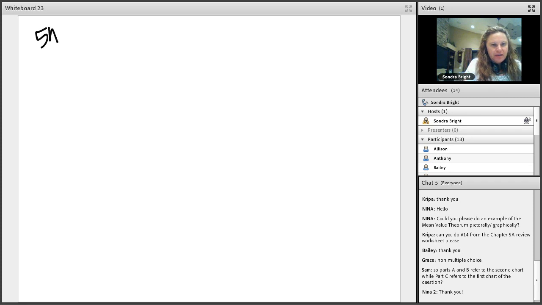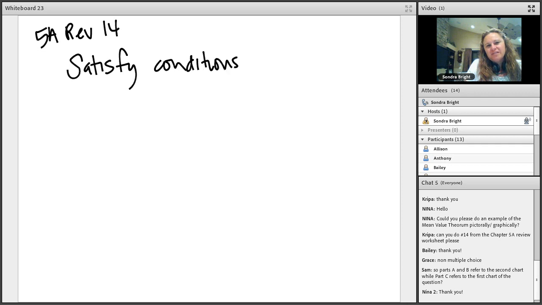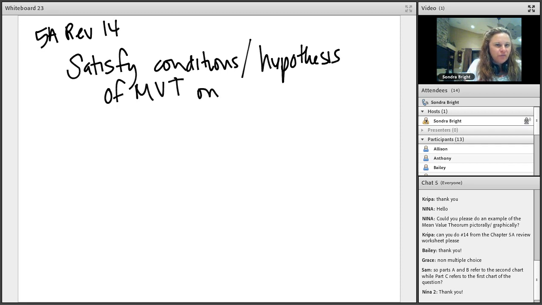We got 5A review, number 14. All right, so they want to know if all the following functions satisfy the conditions of the mean value theorem on the interval from -1 to 1. Another way to say it is the hypothesis of the mean value theorem on the interval from -1 to 1.